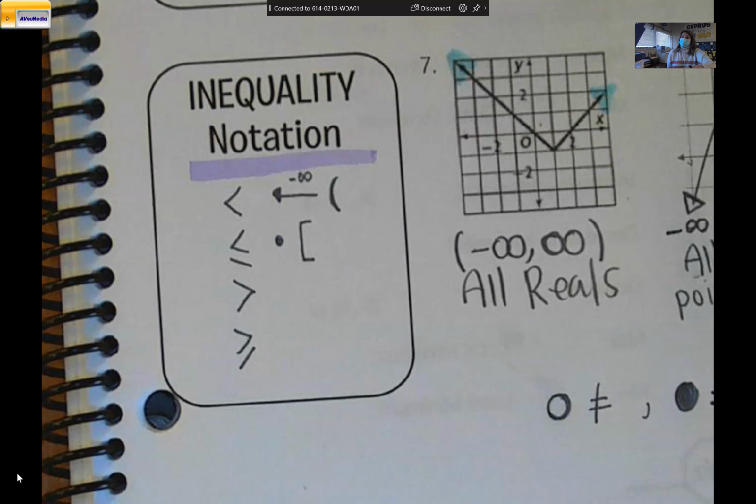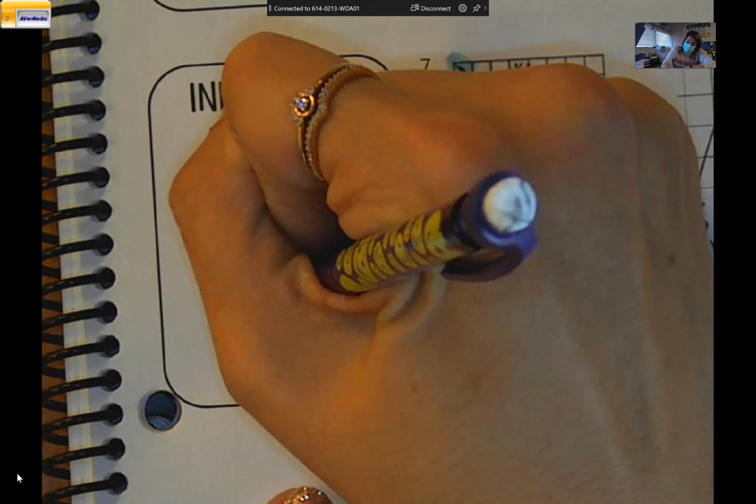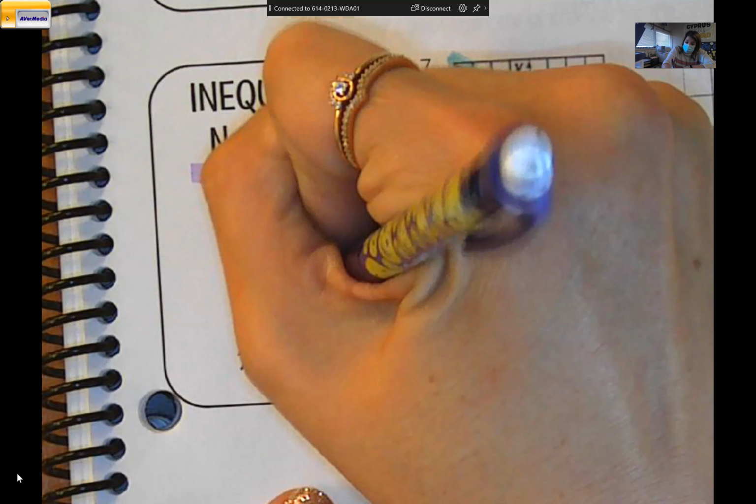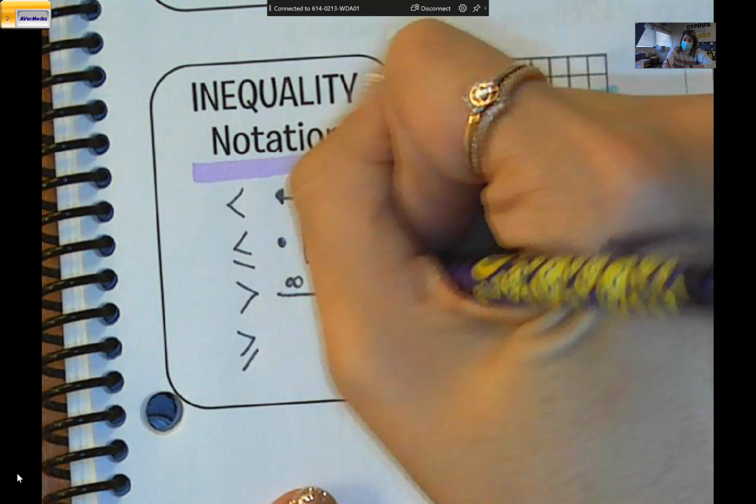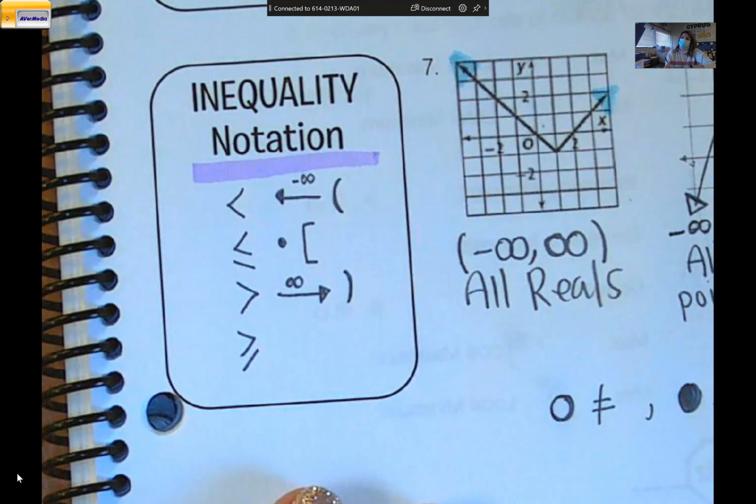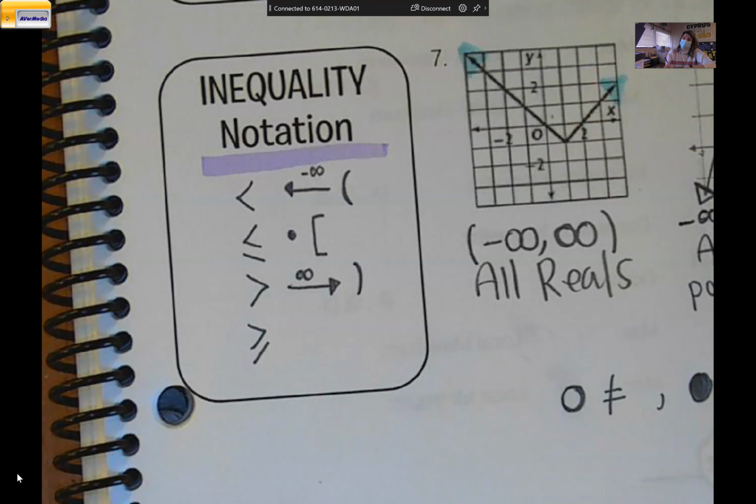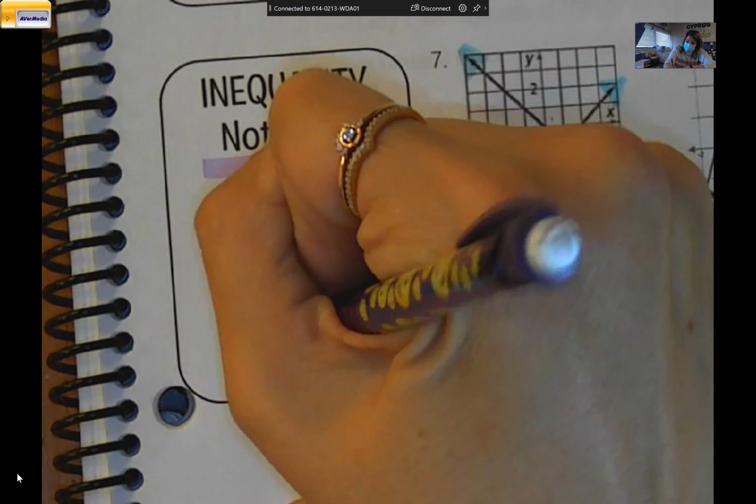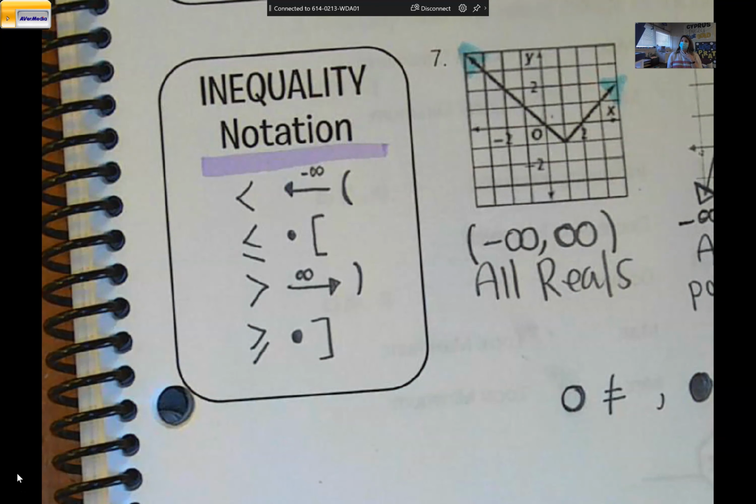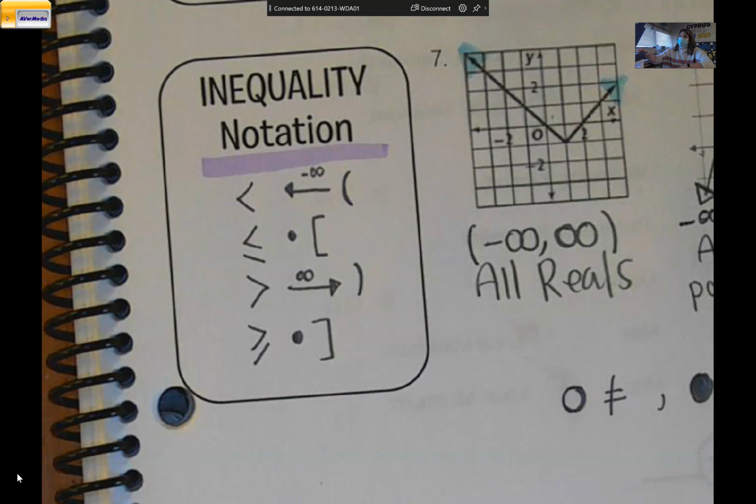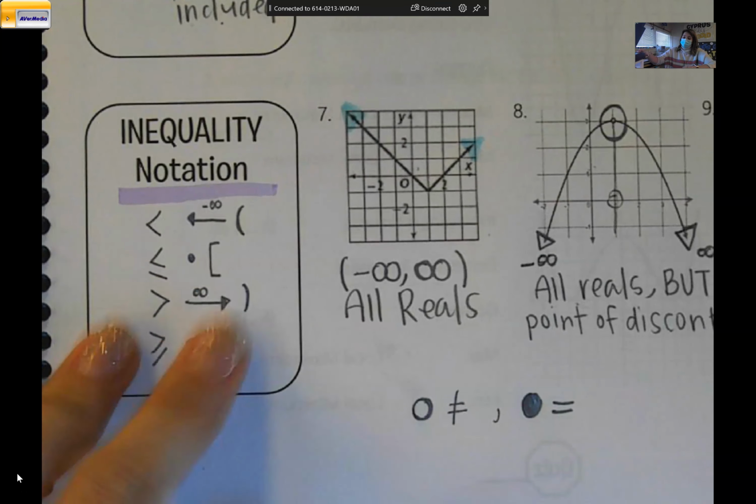And now it's similar for the greater than. If you see an arrow pointing toward the right, that's going to be positive infinity. You may also see a parenthesis. If you see a point or a bracket, that's going to be a greater than or equal to. So now we're going to match these up to what we have in our interval notation.